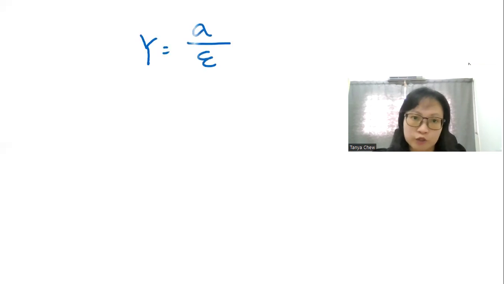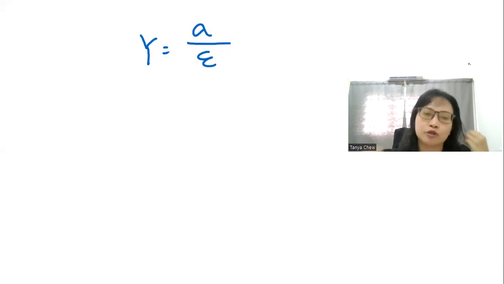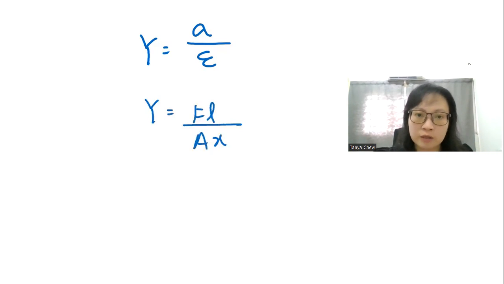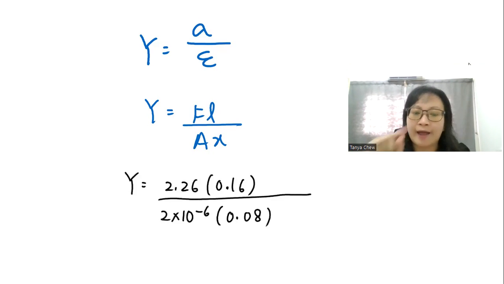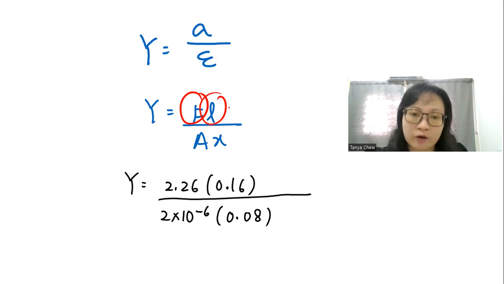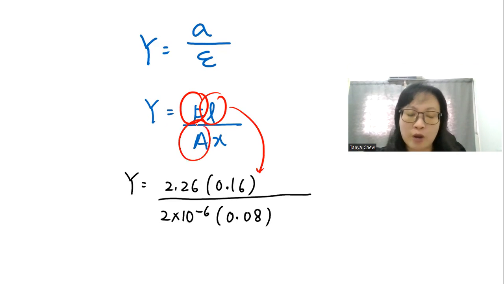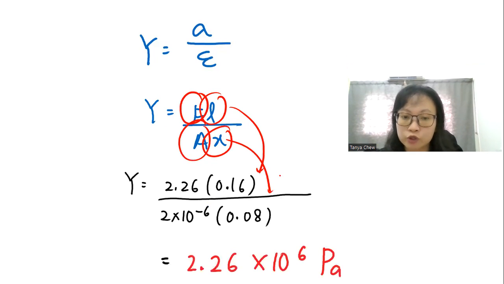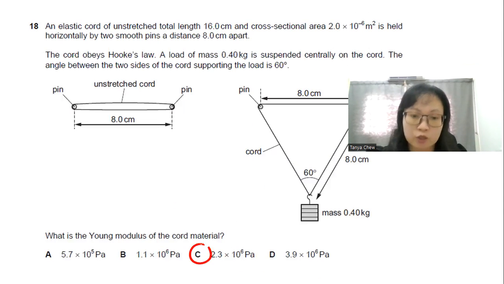Once I got my tension, things will be easier. I just define my Young modulus first because the question asks us to find the Young modulus, which is defined as stress over strain. Stress is force over area, strain is extension over original length, and the force here I replace with the tension, which is 2.26. The original length of the cord is 0.16. Surface area is given as 2 times 10 to the power negative 6, and the extension is 0.08. And work it out, you got 2.26 times 10 to the power 6 Pa, which the answer is C. You could round it off to 2.3 times 10 to the power of 6 Pascal.